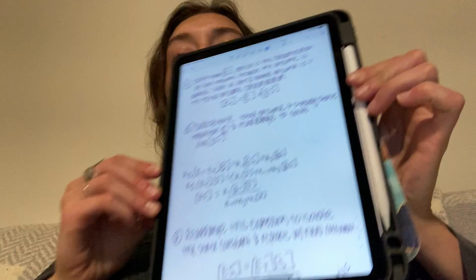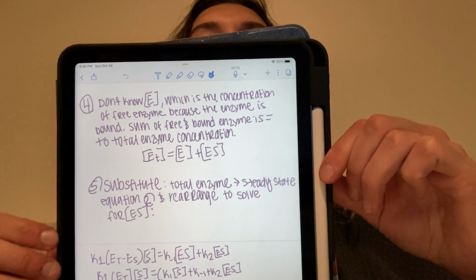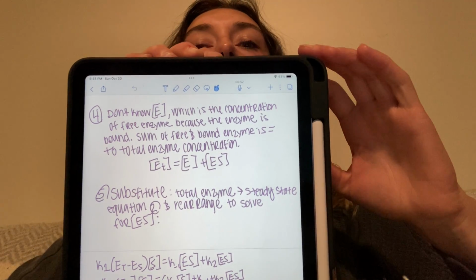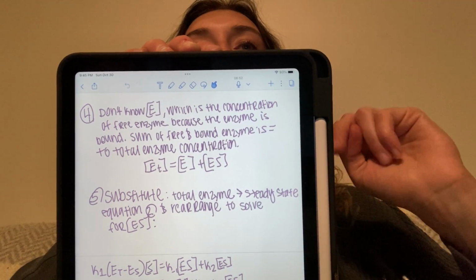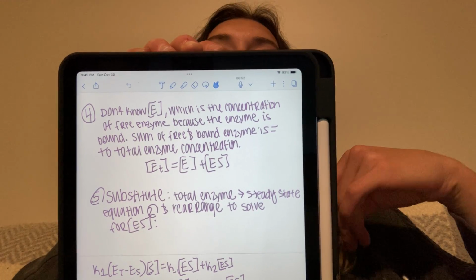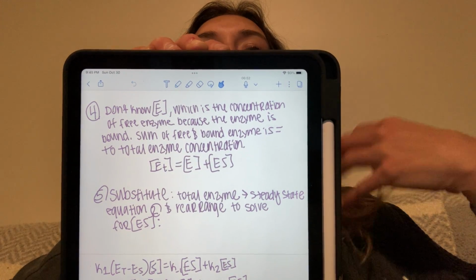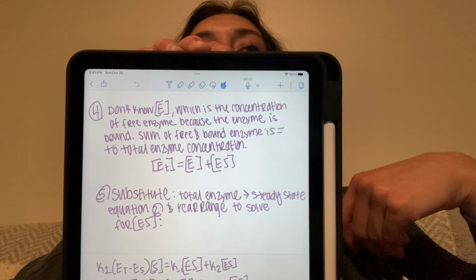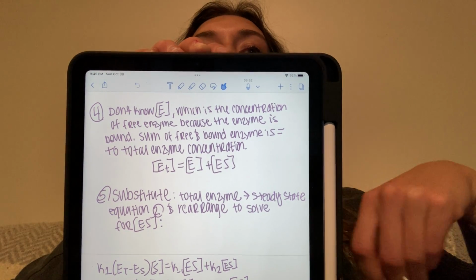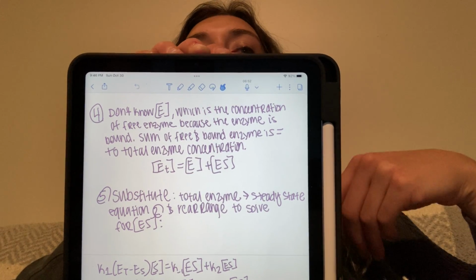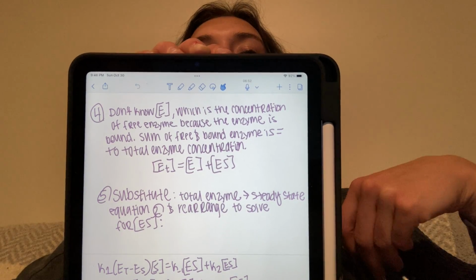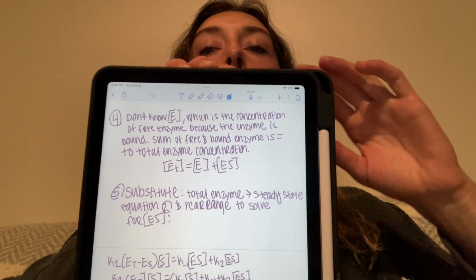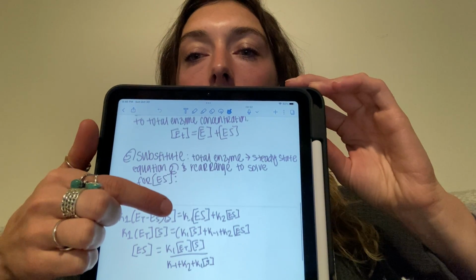So here we are on step 4. We also don't know what our E value is, where E is the concentration of free enzyme. Because the enzyme is bound, we know that the free and bound enzyme is going to equal the total enzyme concentration, with the equation ET equals E plus ES. So now we're going to go down to step 5.